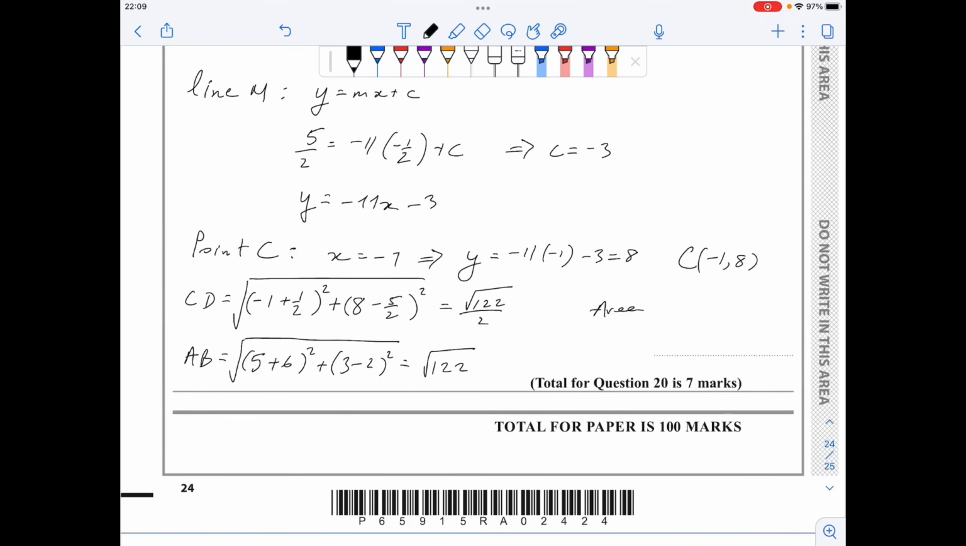So area is equal to base times height over 2. So root 122 times root 122 divided by 2, all over 2. And this will give me an answer of 30.5.